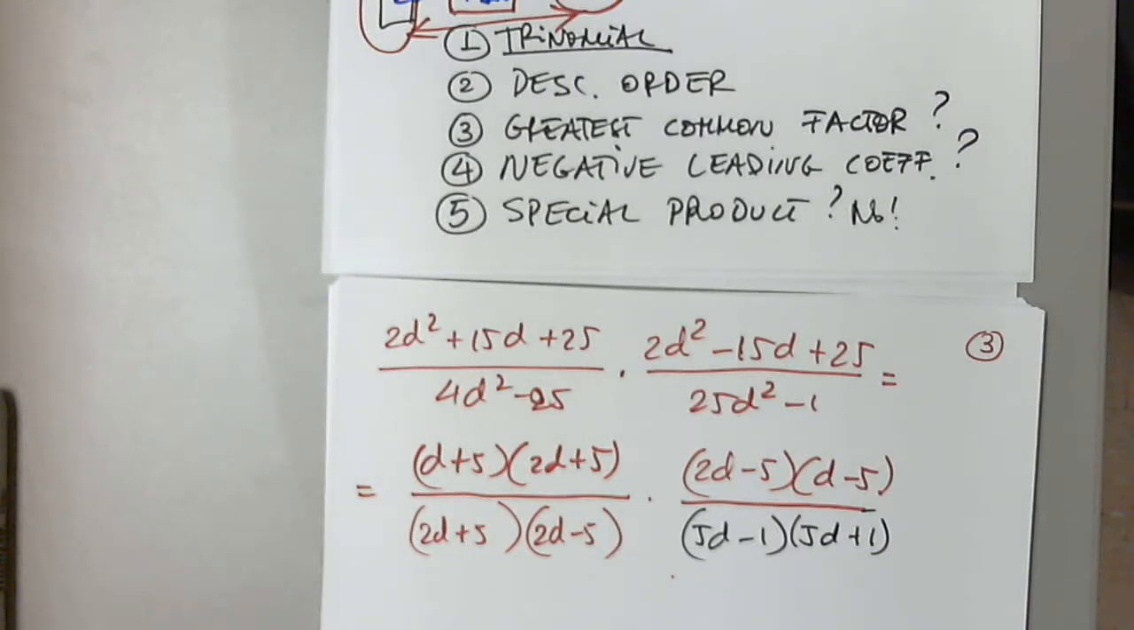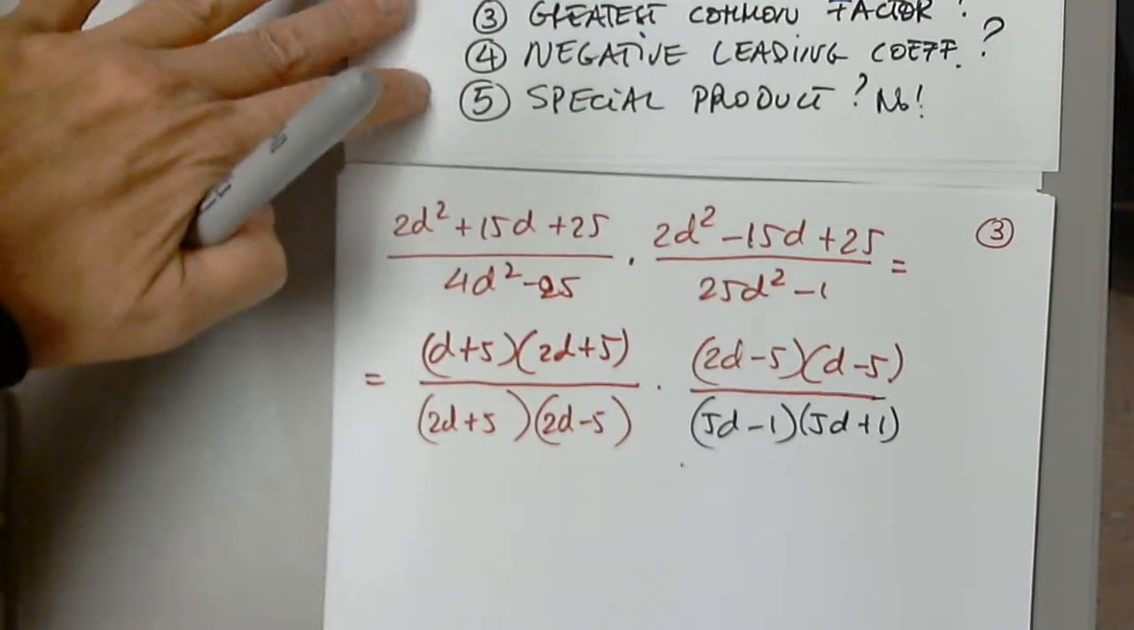Okay. Now, it's extremely important to understand that we are not allowed to simplify unless we state that a factor is not 0 or a denominator is not 0.